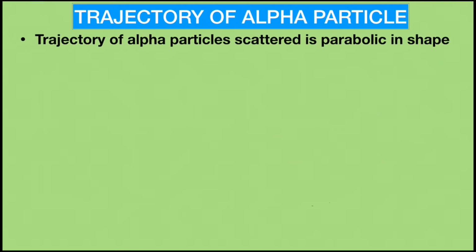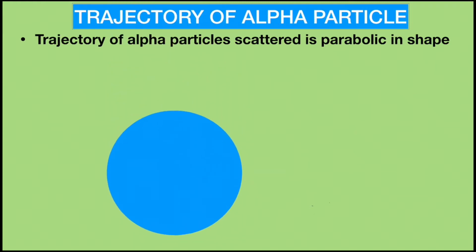Today I brought one another important topic in the series of video lectures for the chapter atom. This is quite interesting and this is about the trajectory of alpha particle scattered in the Rutherford's experiment. So we will discuss the scattering of alpha particles, how these alpha particles are deviating and which kind of path is followed. The trajectory of alpha particles scattered is parabolic in shape. So this is very clear that the deviated alpha particle will follow the parabolic path. To understand this, we just take the help of a diagram.